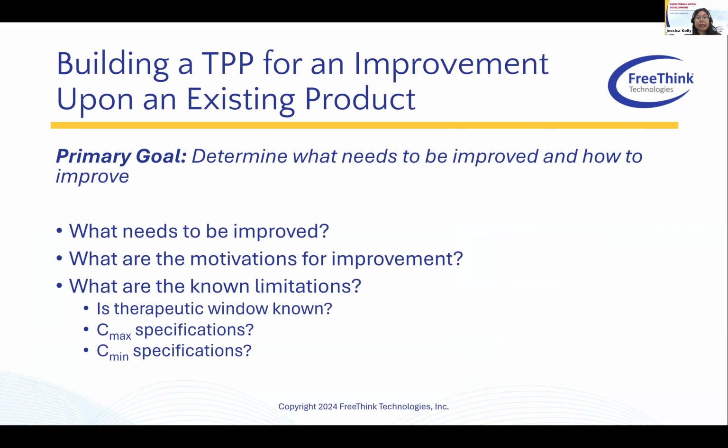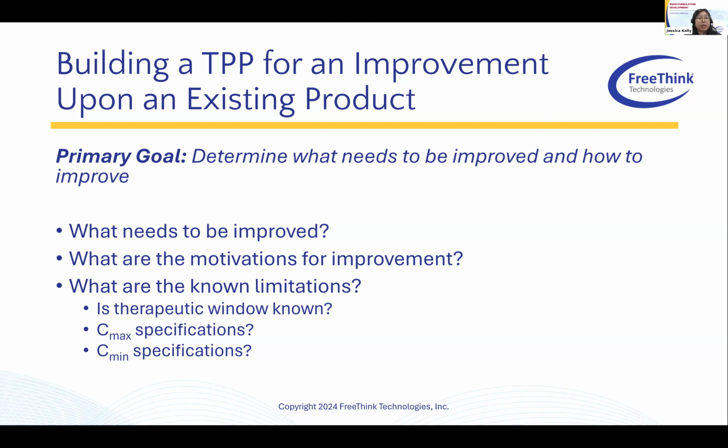So finally, to build a TPP for a product that wishes to improve upon an existing product, we must consider what needs to be improved and the motivations behind this improvement. So for example, would the motivation be to decrease side effects that are seen in the existing product? Or maybe it could be to improve patient compliance by decreasing the dosing frequency.